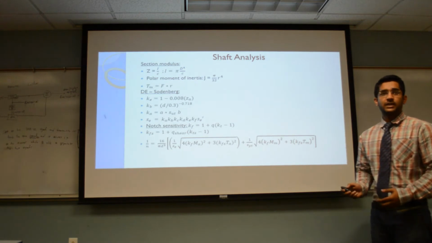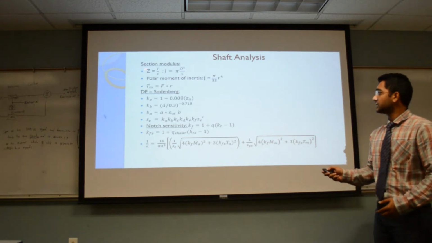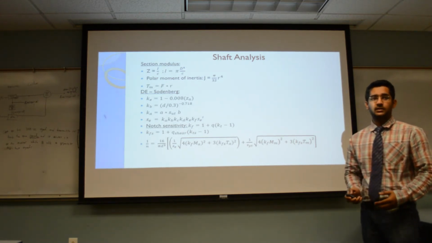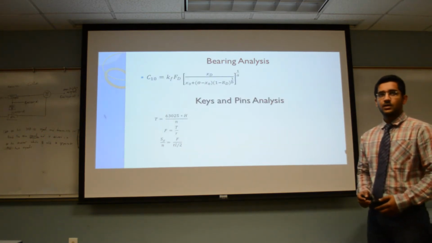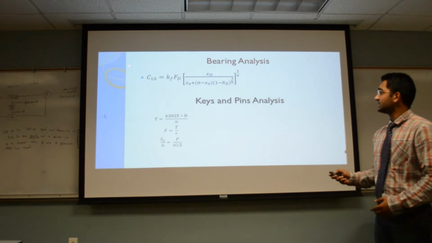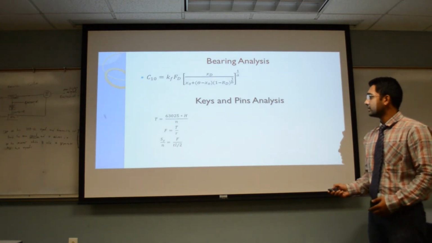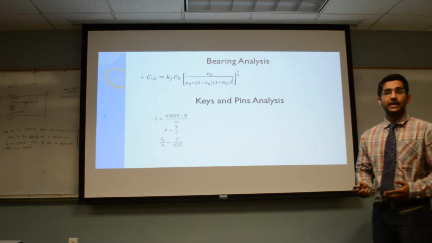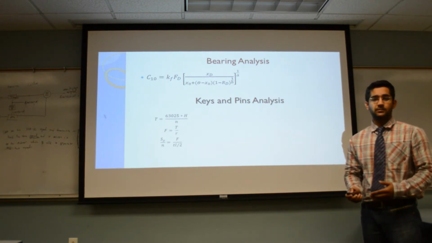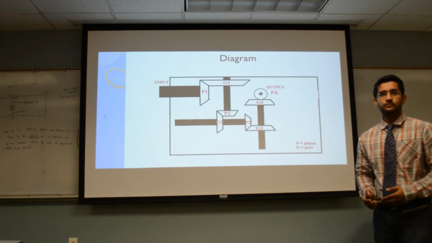Here we have the shaft analysis, and as you can see, we use the DE Soderberg method to calculate the life of the shafts. We have the bearing analysis, with the C10 load catalog factor, and over here are the formulas we use to calculate the length of the keys and pins used in the gear system.